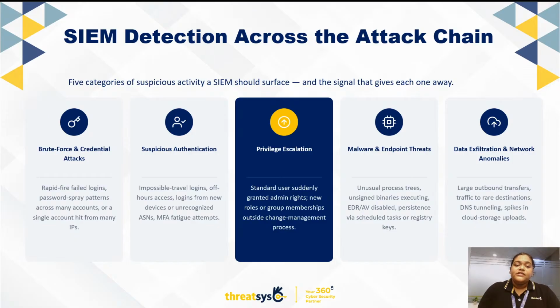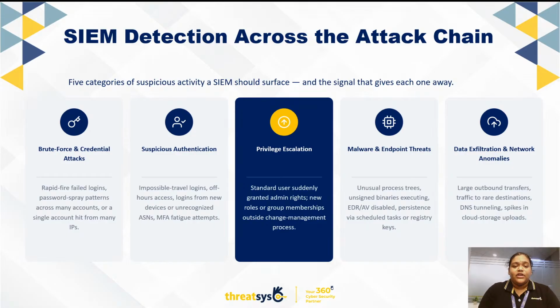The second is suspicious authentication. This can include impossible travel activity, access outside normal working patterns, login from an unfamiliar device or network, and repetitive MFA requests that may indicate an attempt to gain access. Third is privilege escalation. This occurs when an account receives higher privileges than expected, such as a standard user suddenly being granted administrator access or being added to a privileged group without an authorized change.